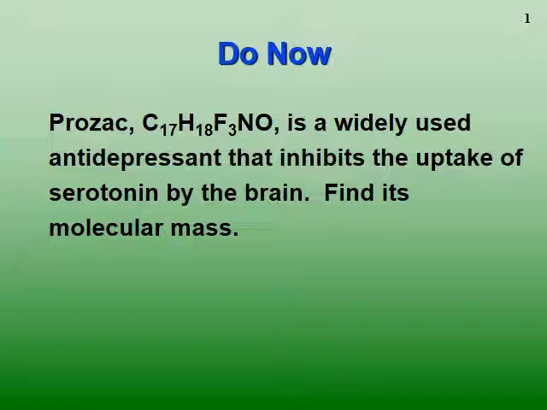Prozac, with its molecular formula of C17H18F3NO, is widely used as an antidepressant globally because it inhibits the uptake of serotonin by the brain. So your job in the first few minutes of this lesson is to find its molecular mass. So pause the video now and come back once you have an answer and we'll go through it to see if you're correct.